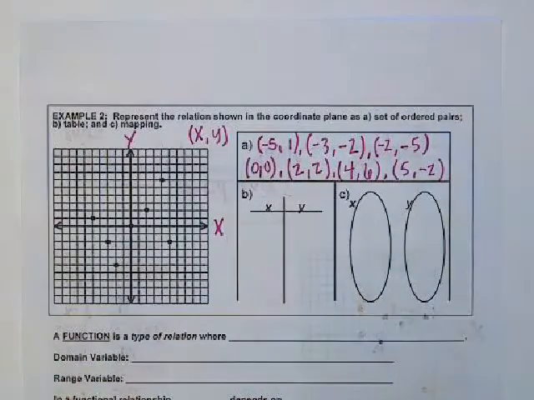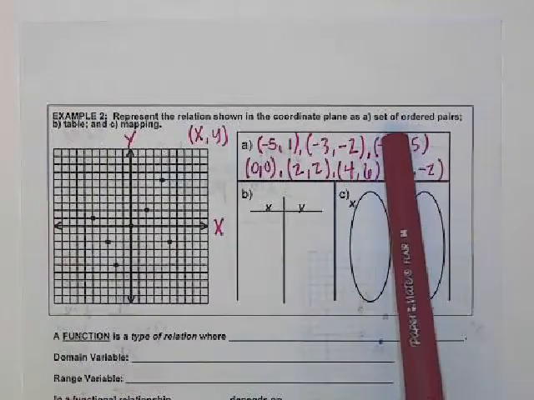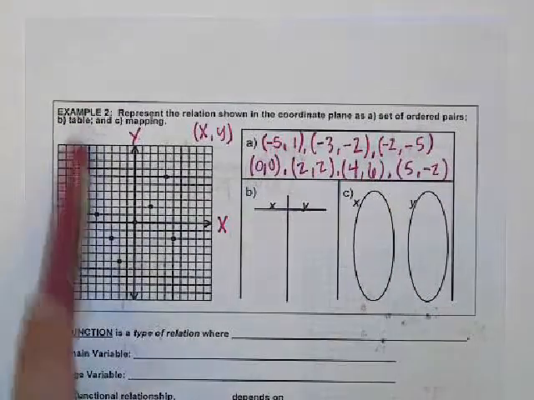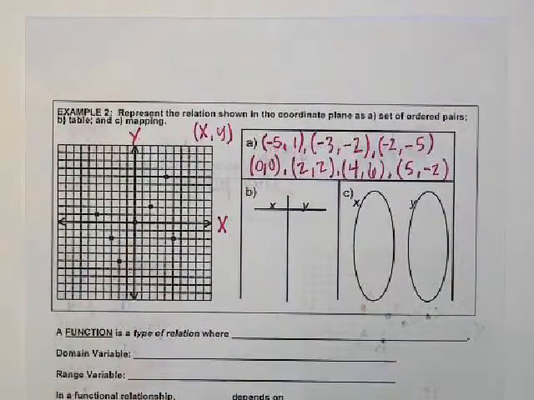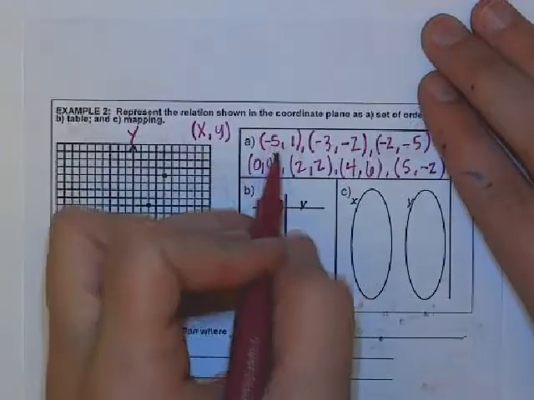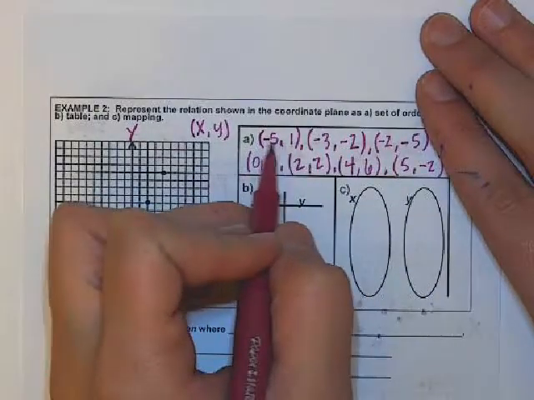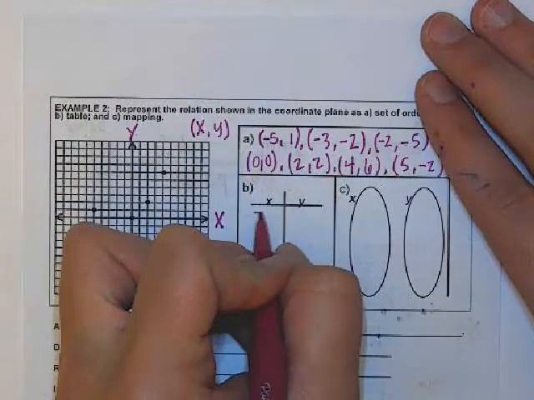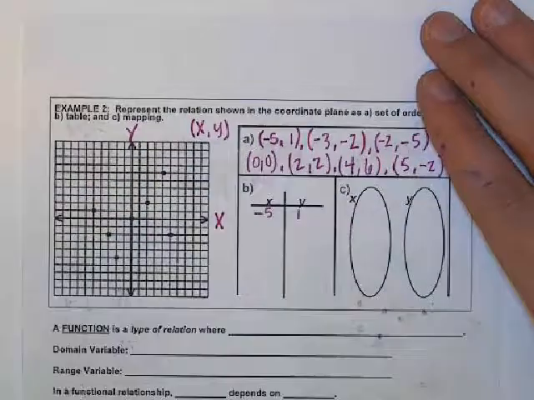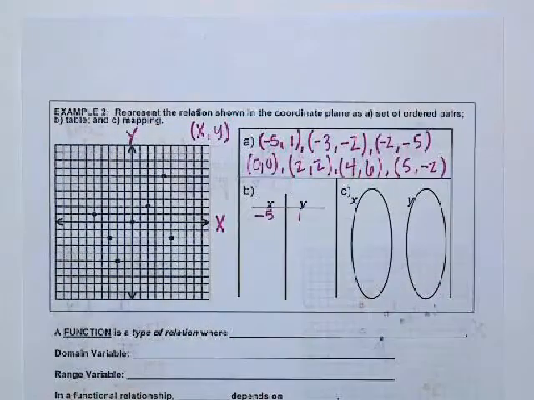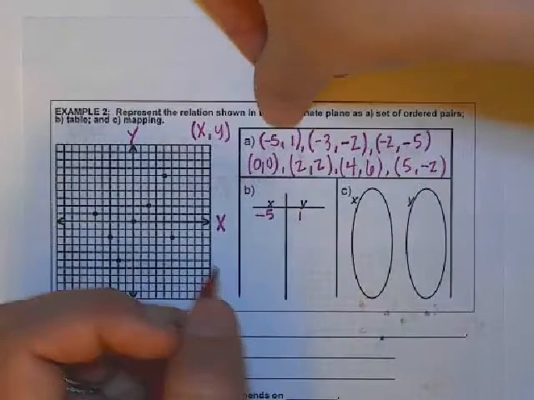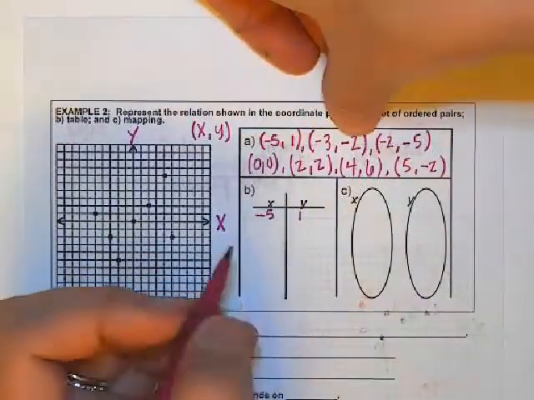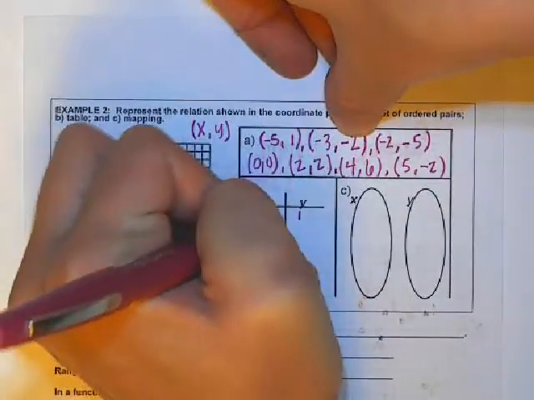So we wrote them out in A as a set of ordered pairs. Now B wants it as a table. All right, so what I'm going to do is I'm going to write all my x's on one side, all my y's on the other side. But when you write it in a table, negative 5 and 1 are the same ordered pair, so they have to be written right next to each other in the table. Now you're going to have to write kind of small, and I'm sorry about that because you'll run out of space if you write big. Okay, so there's my first ordered pair. I've written it down. Then negative 3 and negative 2 go next to each other.